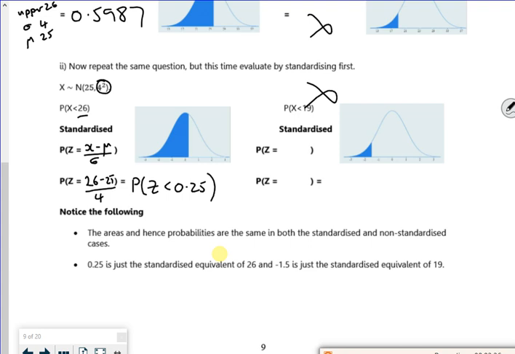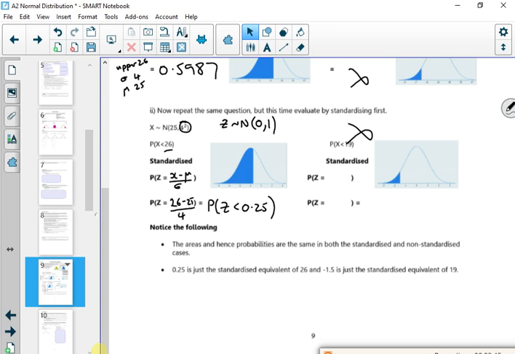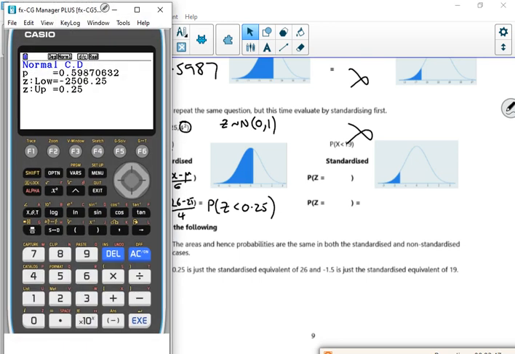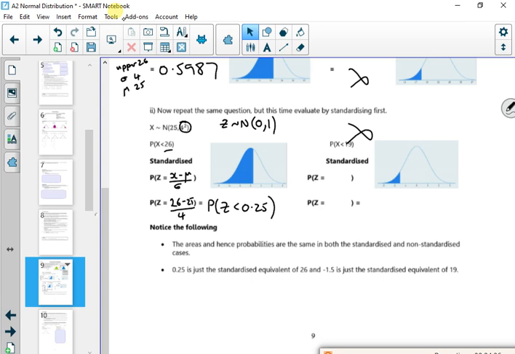So what I'm going to do, I use the standardized one with a mean of 0 and a standard deviation of 1. Find the calculator, it should give me the same value. So if I do minus 10,000 still, 0.25 for the upper, 1 for sigma, with a mean of 0, 0.5987. It gives us the same. So this is this standardized way of doing it.